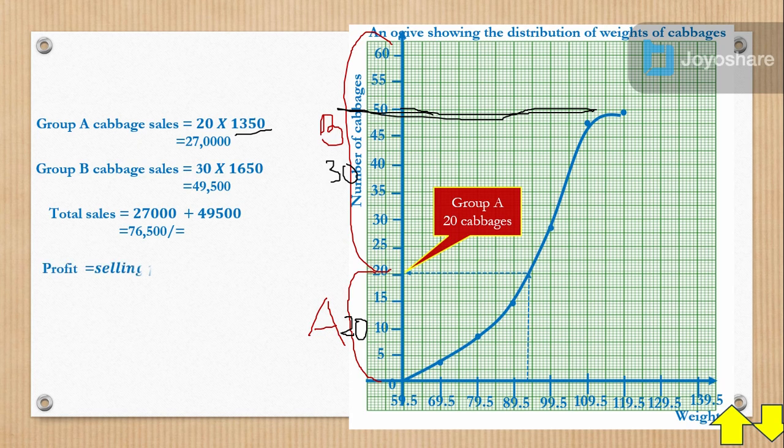And the profit will be selling price minus buying price. So profit is equal to the selling price, which was 76,500, minus 40,000. And that will give you 36,500.